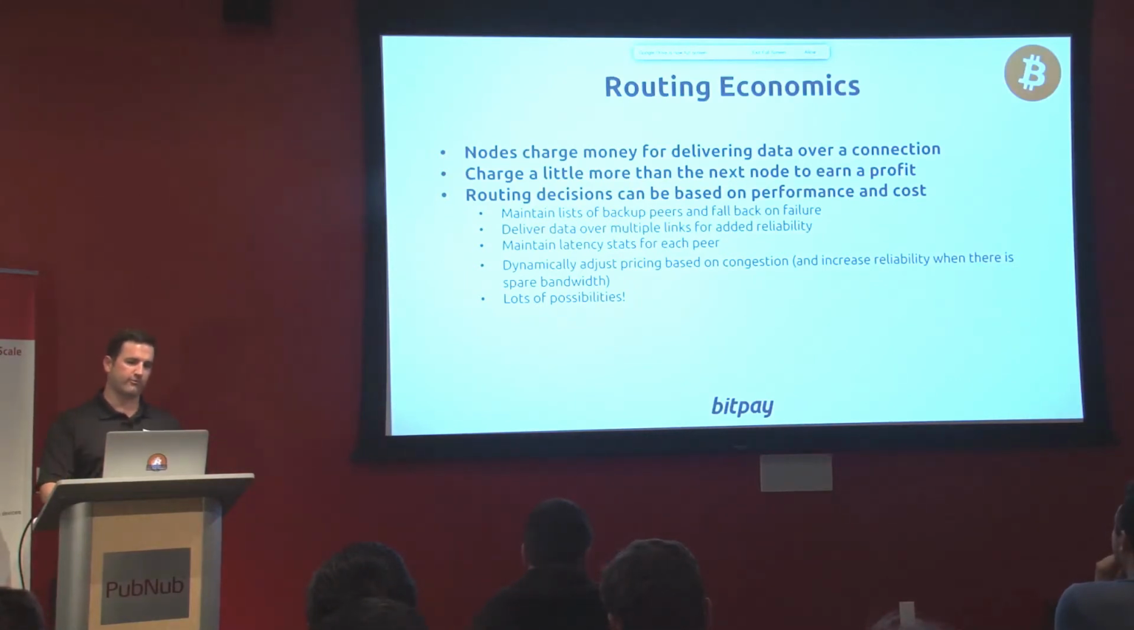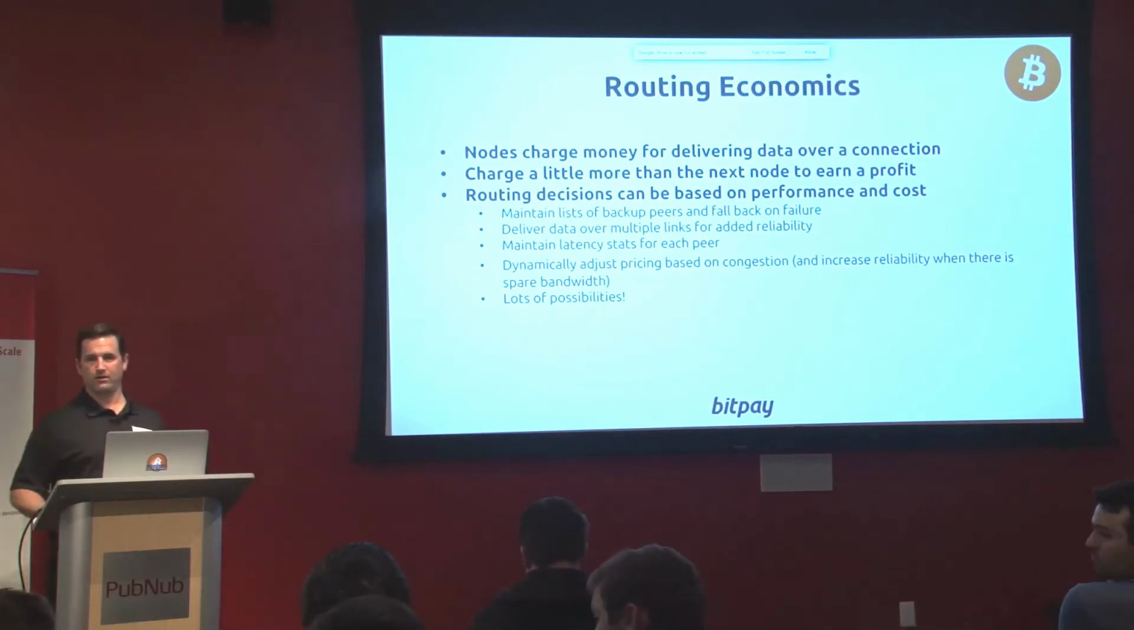You can dynamically adjust pricing based on congestion. So if you're a router and you're getting more heavily congested, then you can start charging more for your routing services until that congestion eases. And that's just the beginning. I'm sure there are many more things that people could think of.